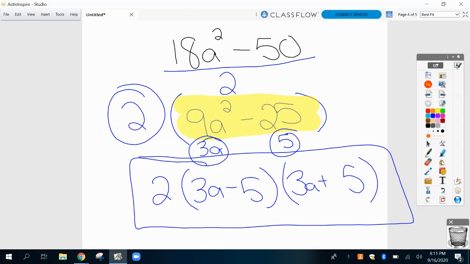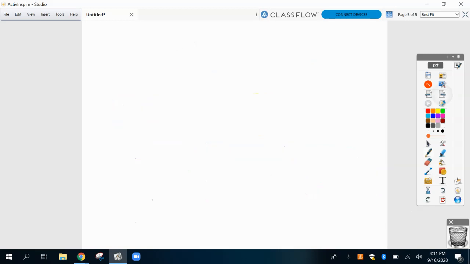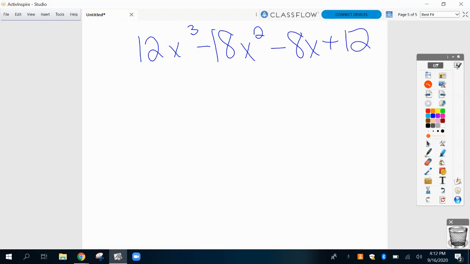Okay. I want to look at one more here. The most common place that students will look at a problem and miss the GCF is if it's 4 terms. So let's say we're given 12x to the third minus 8x squared minus 18x squared minus 8x plus 12.